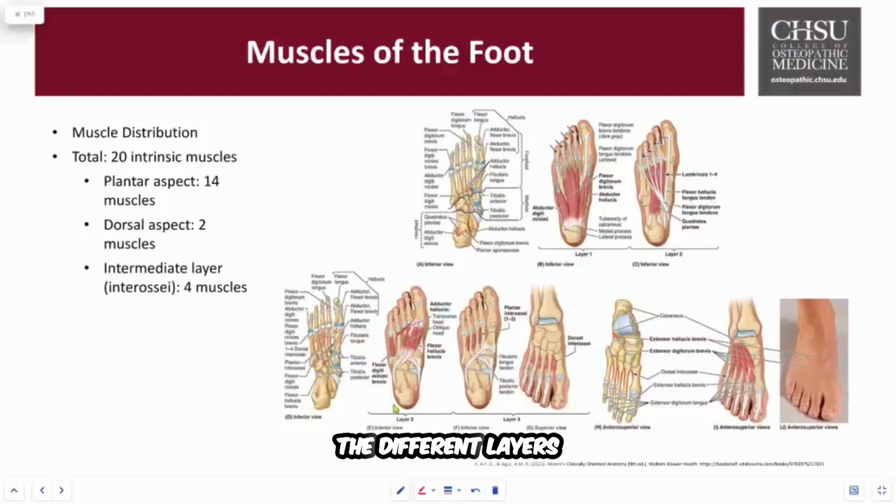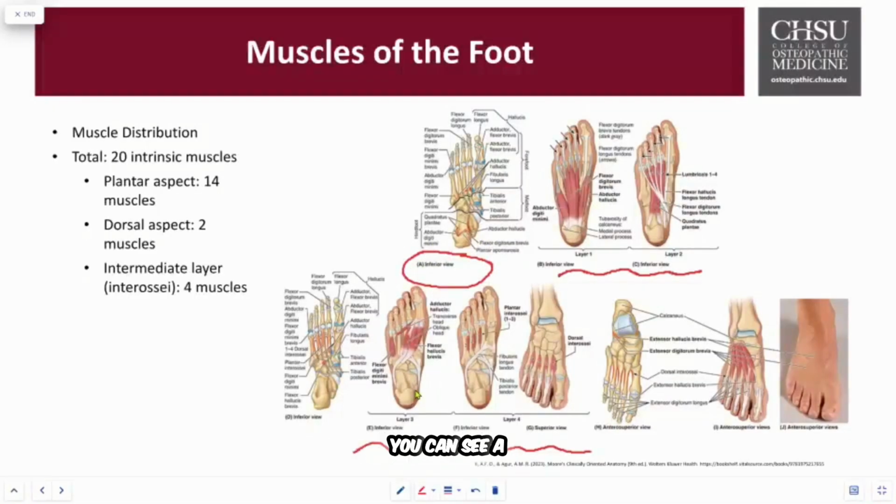Over here you can see a view of the different layers. Layer 1, showing you the inferior view, layer 2, inferior view, layer 3, inferior view, and layer 4, inferior view. Notice that they're layered on top of each other, so it's very hard to look at it unless you know which layer you're referring to. Over here are the bones and the key structures, and also where those muscles insert. On the bottom, you can see a very clear picture of the key muscles.